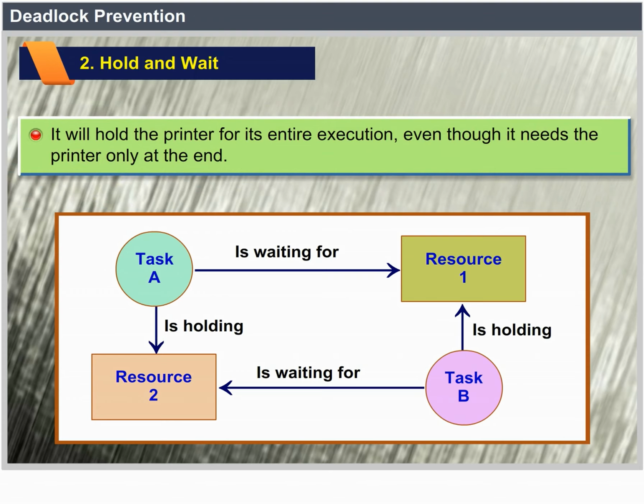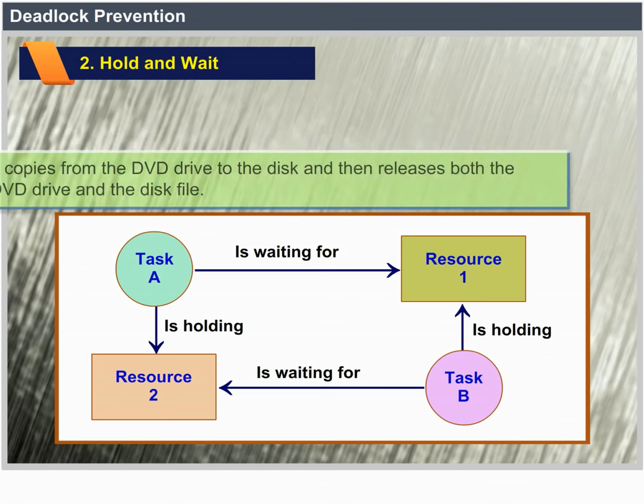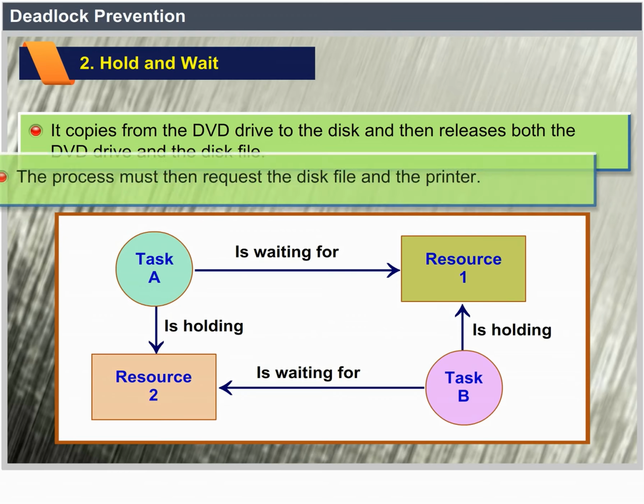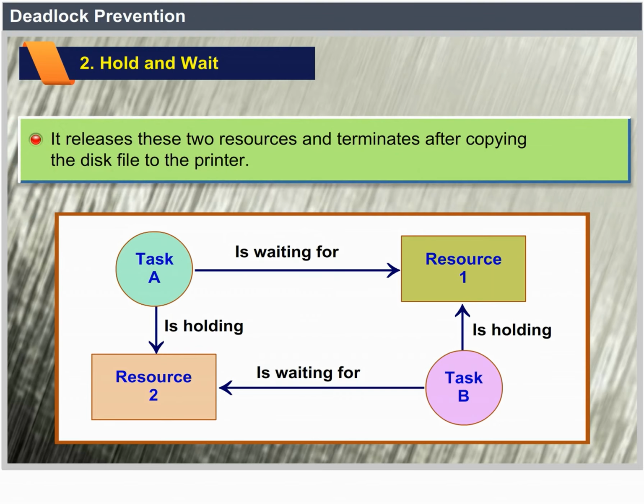The second method allows the process to request initially only the DVD drive and disk file. It copies from the DVD drive to the disk and then releases both the DVD drive and the disk file. The process must then request the disk file and the printer. After copying the disk file to the printer, it releases these two resources and terminates.